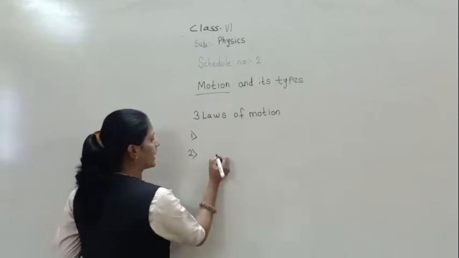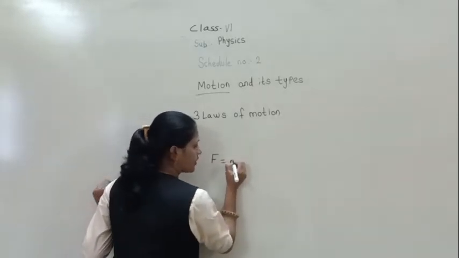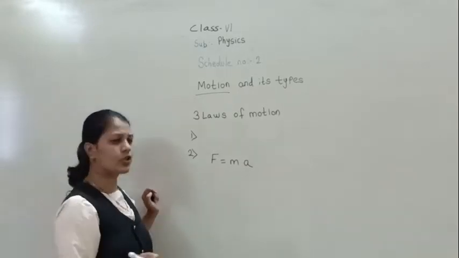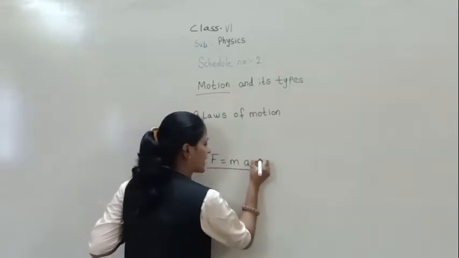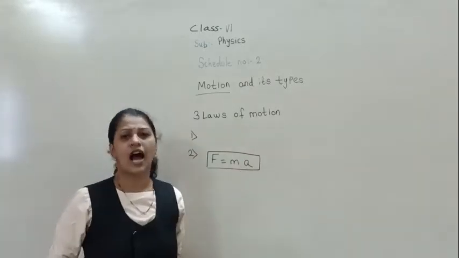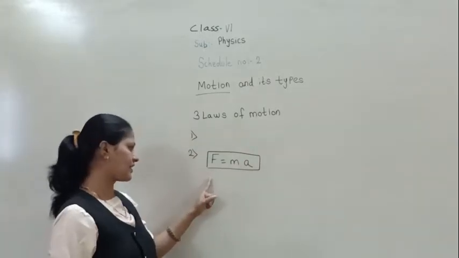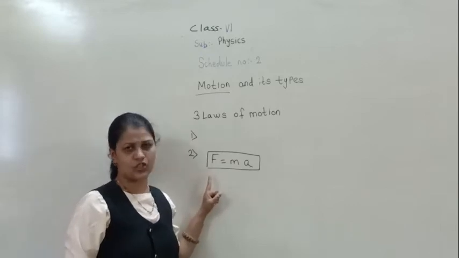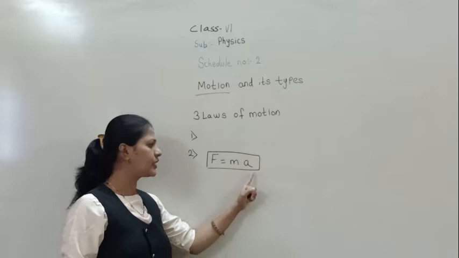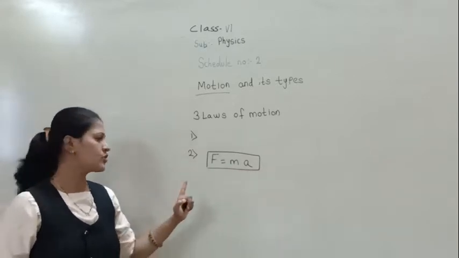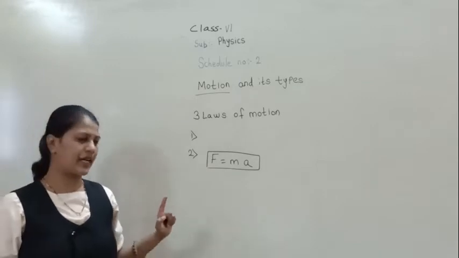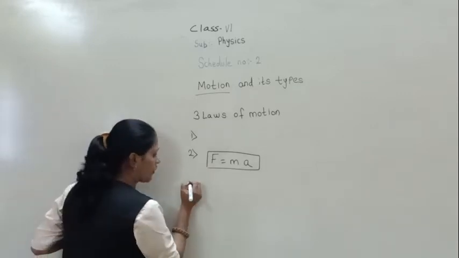That is, I have derived the formula F is equal to m into a. The derivation is not too important, but you should understand the formula. Force is nothing but mass into acceleration. F denotes force, and m denotes mass, into acceleration. Are you getting this? This is the second law of motion.